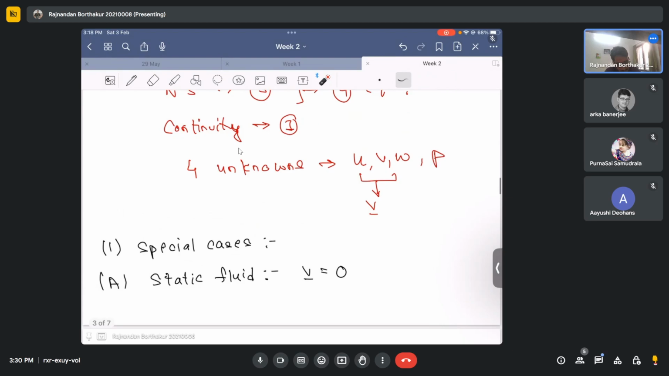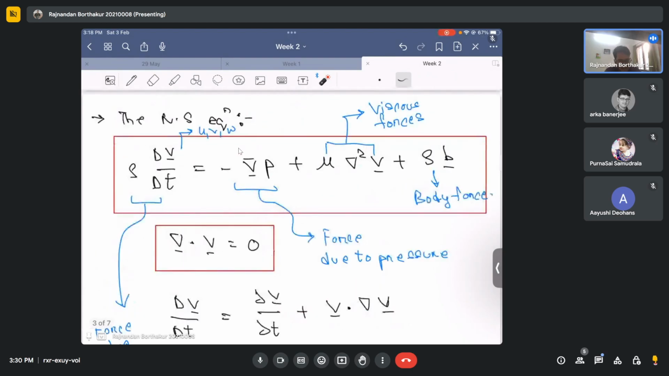Can you tell me which term drops out if we put the velocity field equal to zero? This is clearly evident, right? If I put v equal to 0, the viscous term will obviously drop out, and the total derivative of the velocity will also drop out, which means I just end up having a balance between the pressure force due to the pressure gradient and the body force.